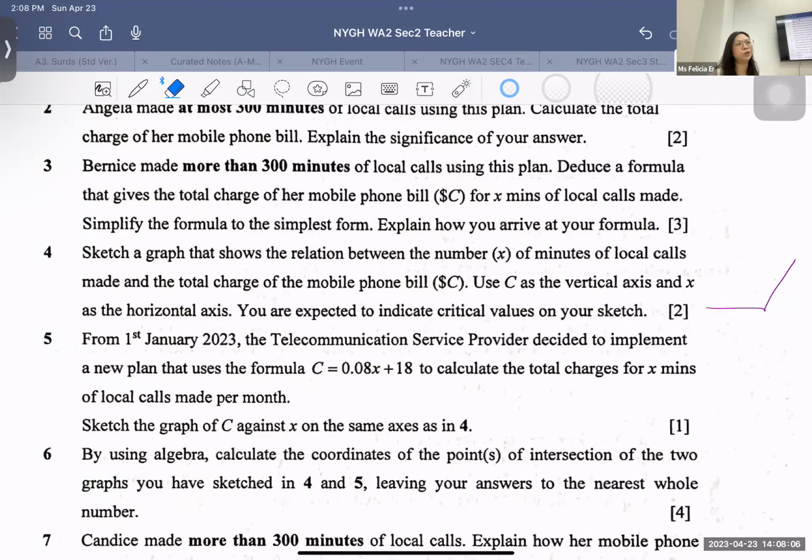So please draw it on the same sketch, but indicate very clearly which one is part 5 and which one is part 4. If you don't indicate clearly, the examiner can say you never indicate clearly. It's your fault that it's not clear. I don't know how to mark.